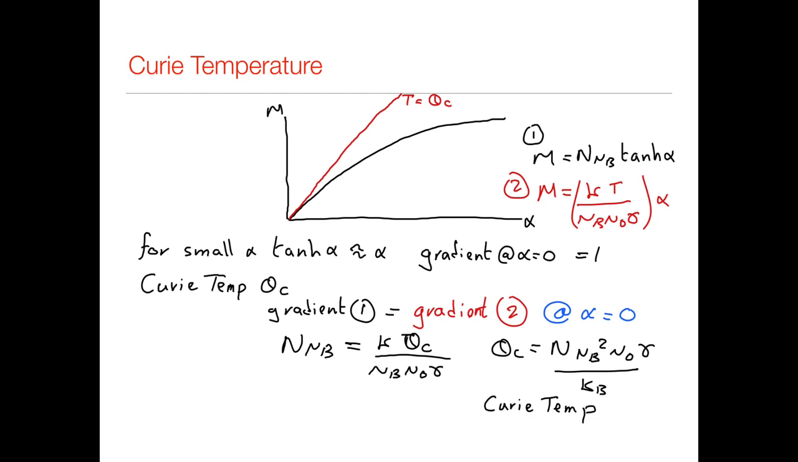And we can see certain things. If we increase this molecular field constant, so the effect of all the other spins on one particular spin, that's gamma. If we increase gamma, we increase the Curie temperature. So that kind of makes some physical sense.